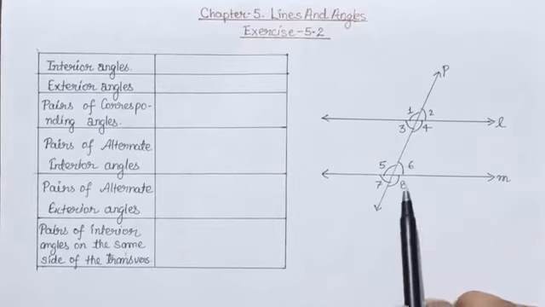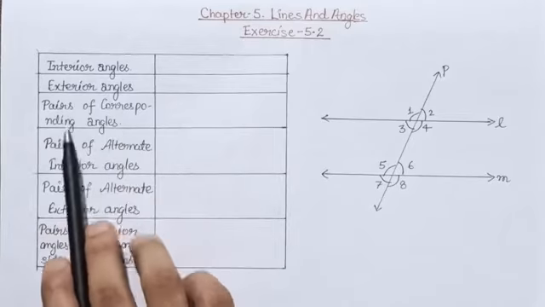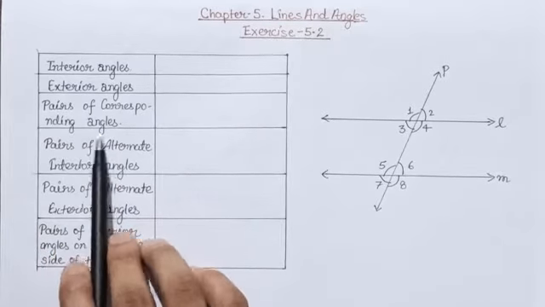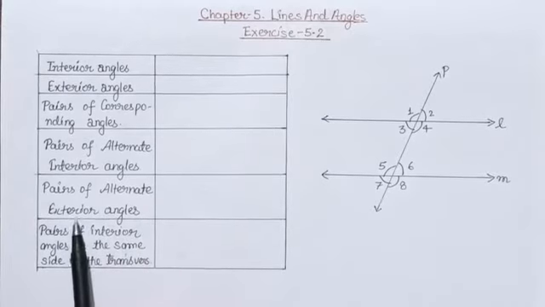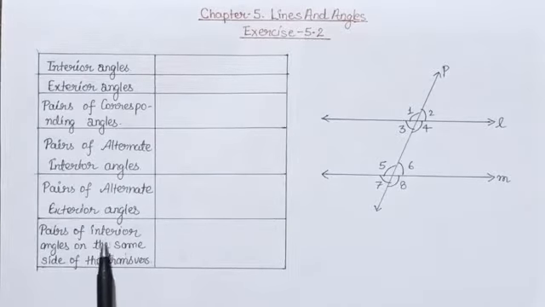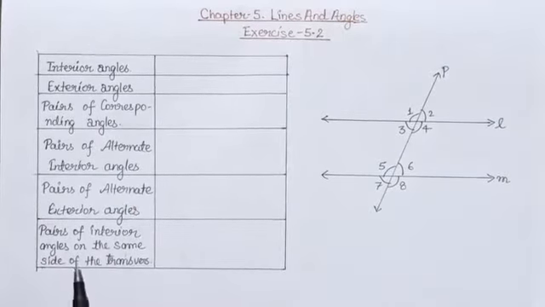And these 8 angles are categorized as interior angles, exterior angles, pairs of corresponding angles, pairs of alternate interior angles, pairs of alternate exterior angles, and pairs of interior angles on the same side of the transversal. So let me explain each of these one by one.